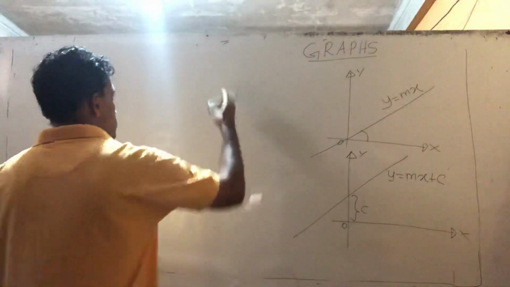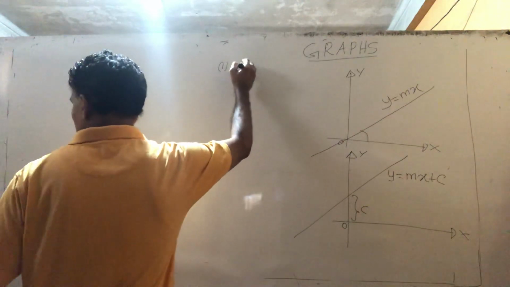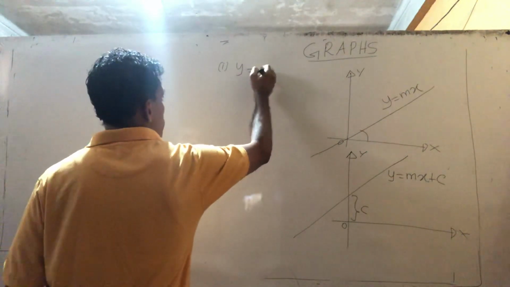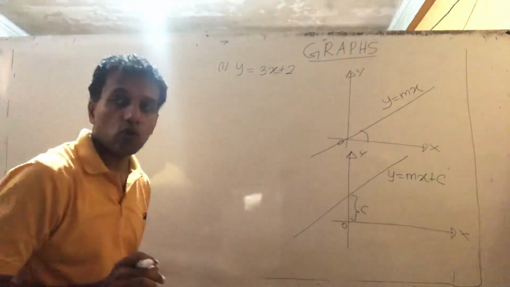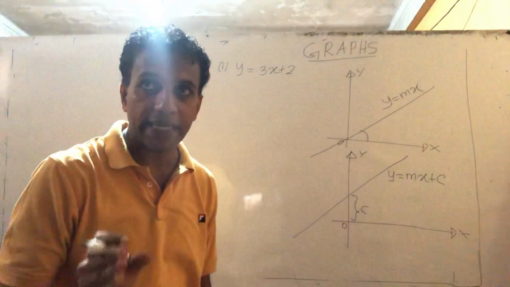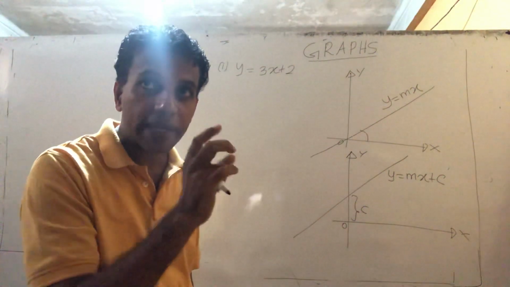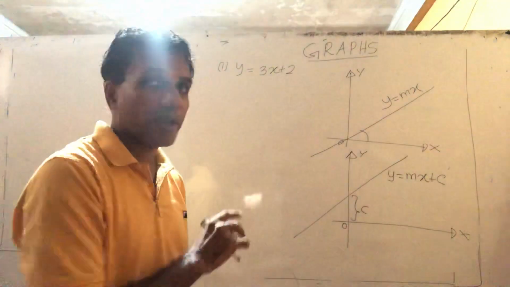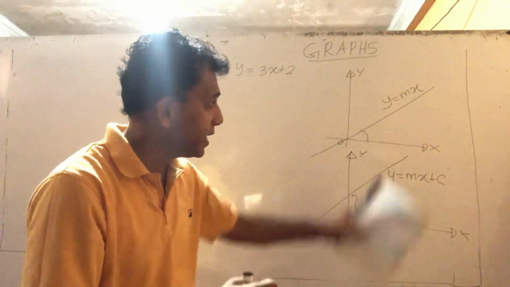So the first one, y equals 3x plus 2. y equals 3x plus 2. Then tell what m is and what c is. If you draw this, you can see where the graph cuts the y-axis, and also the gradient. Here we don't draw. Without drawing, by experience, you can tell.